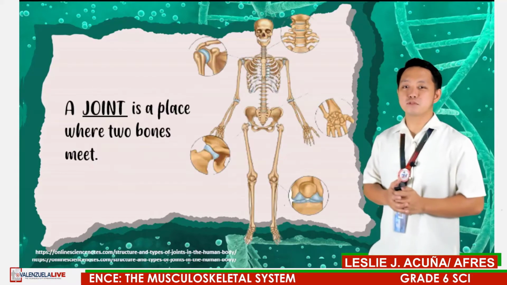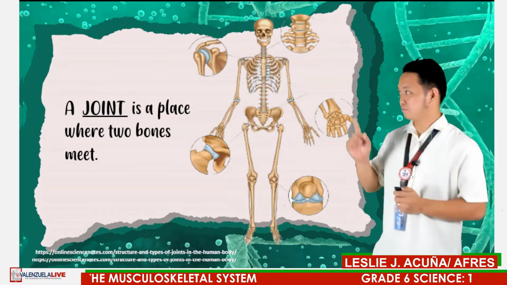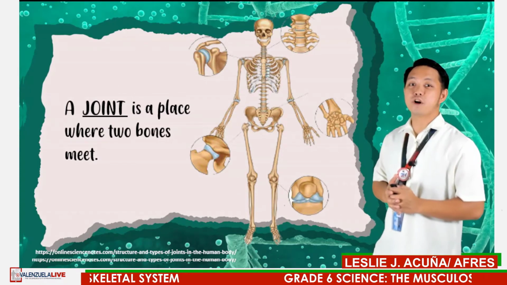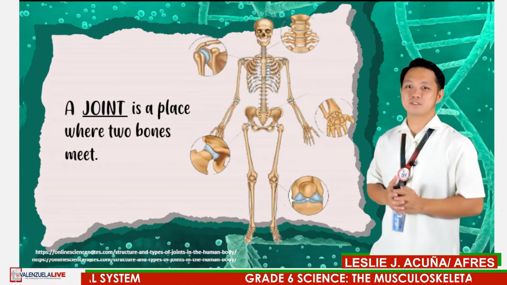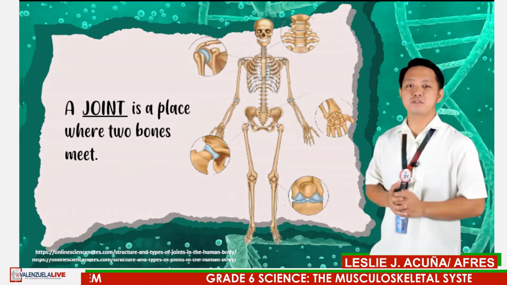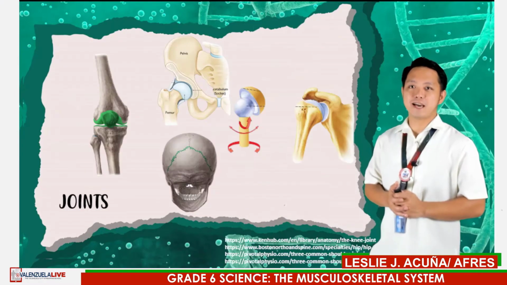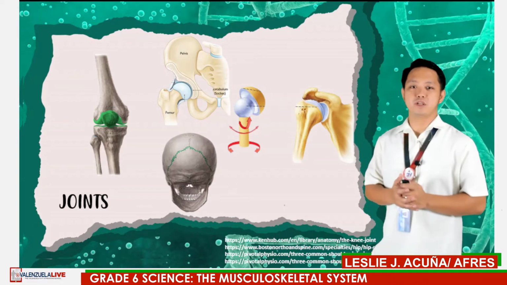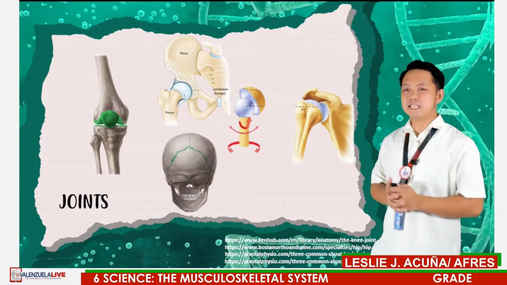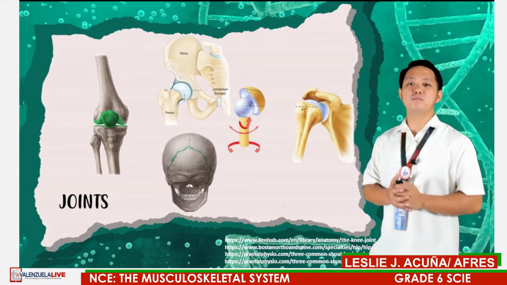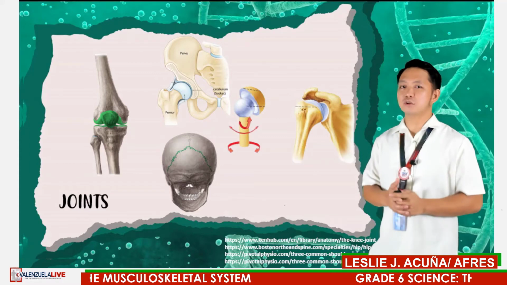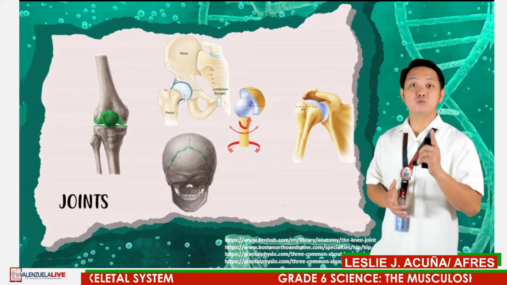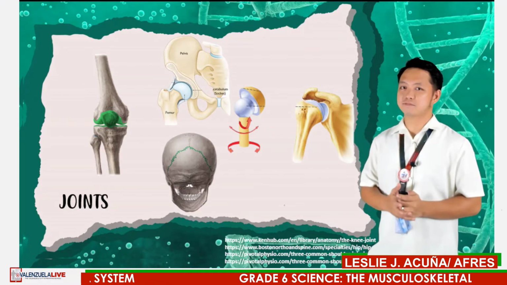Bones come together to form joints. A joint is a place where two bones meet. Some joints have a large range of motion, such as the ball and socket shoulder joint. Other joints, like the knee, allow bones to move back and forth, but not rotate. While others, such as those in the skull, do not allow movement.